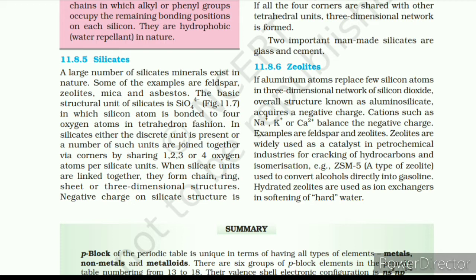Summary. The p-block of the periodic table is unique in having all types of elements: metals, non-metals and metalloids. There are 6 groups of p-block elements in the periodic table, numbered from 13 to 18. Their valence shell electronic configuration is ns2 np1-6. Differences in the inner core of electronic configuration greatly influence their physical and chemical properties. As a consequence, a lot of variation in properties among these elements is observed.